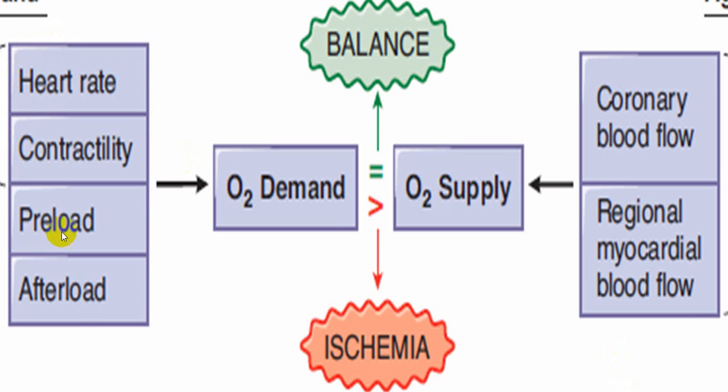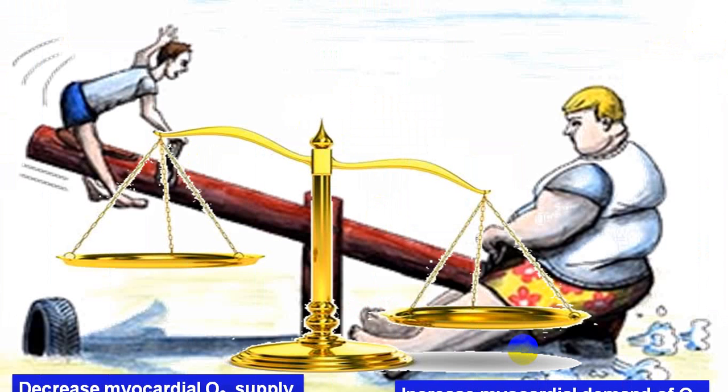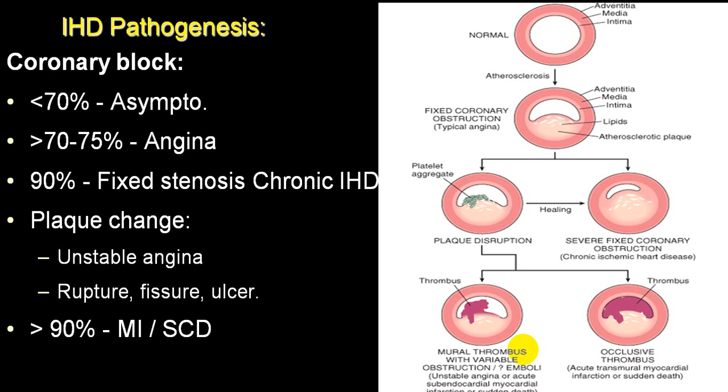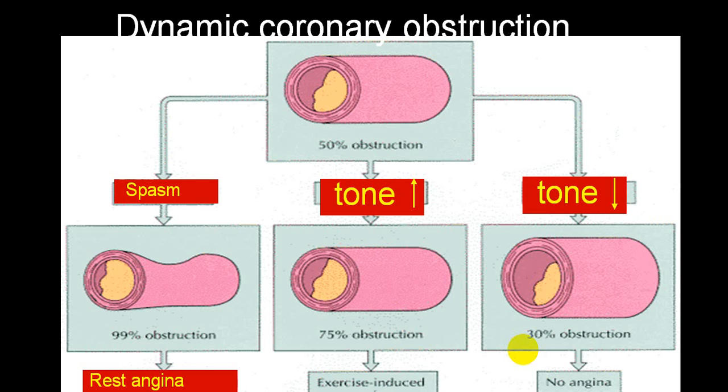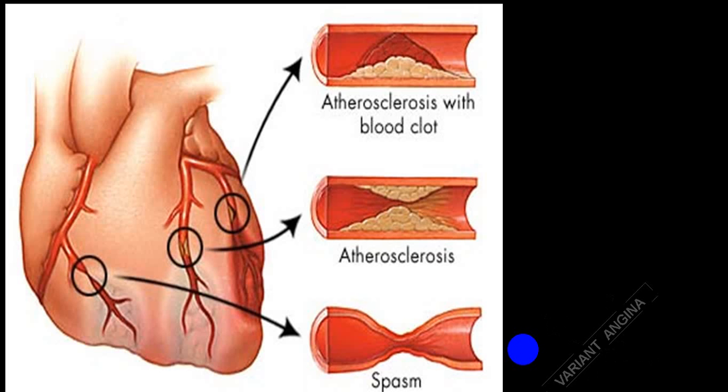So these are the factors which increase the demand, these are the factors which reduce the supply. And if there is an imbalance, demand more than supply, then ischemia will result. So always there is an imbalance. These are the mechanisms which we already mentioned before in ischemic heart disease. I'm skipping over all these slides. So spasm, increased tone in the muscle, or there is increased demand and decreased supply.